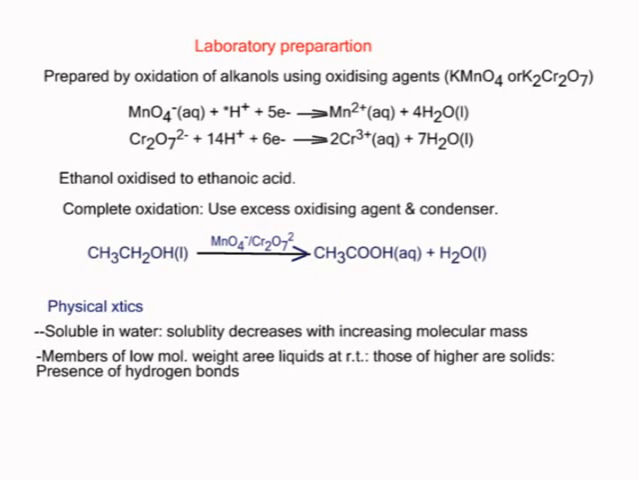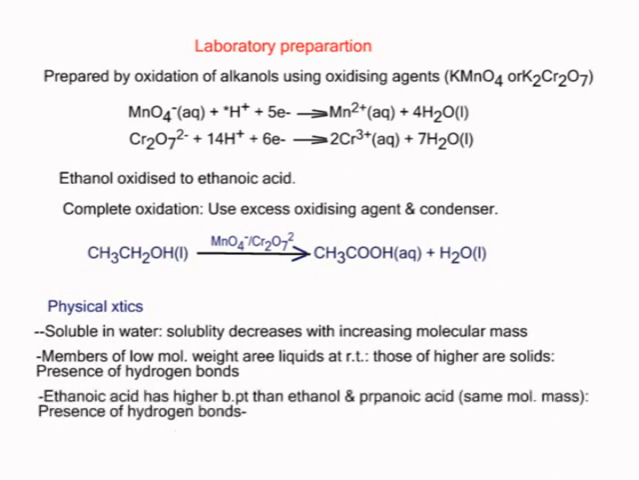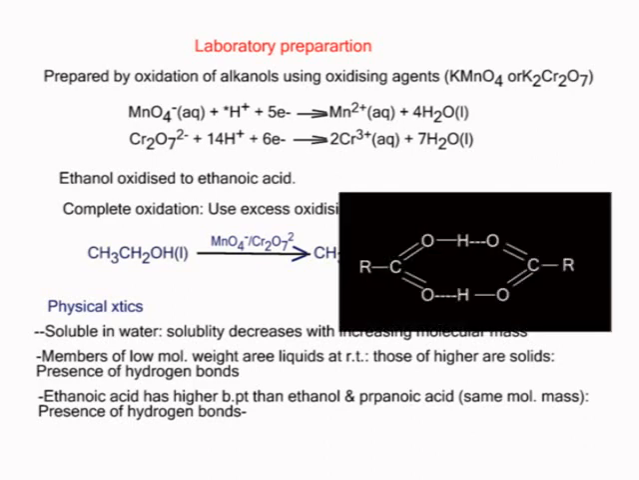Now, as molecular mass increases, more hydrogen bonds are formed together with the van der Waals forces, thus changing the state of the substance from liquid to solid. Ethanoic acid has a higher boiling point than ethanol and propanol, which have the same number of carbon atoms or the same molecular mass. And this is because of its ability to form hydrogen bonds, which are stronger than those of alkanols. So you can see the hydrogen bonds on that structure.